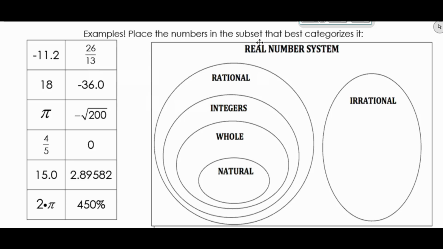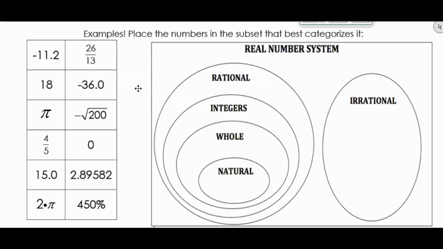This word, subset. Subset really just means a smaller set inside a bigger set. So natural numbers are a subset of whole numbers because that circle is completely contained in that. So it's looking for the best subset, the best small group that you can fit each of these into.